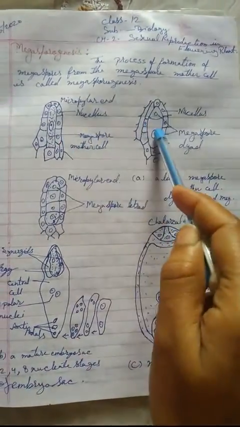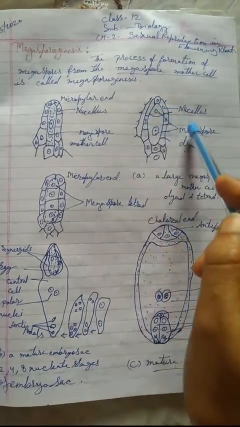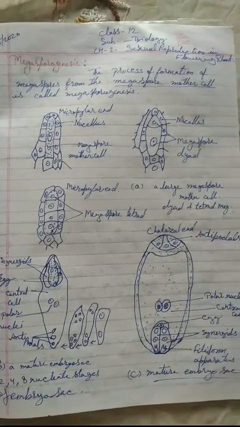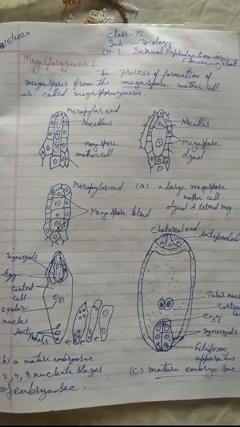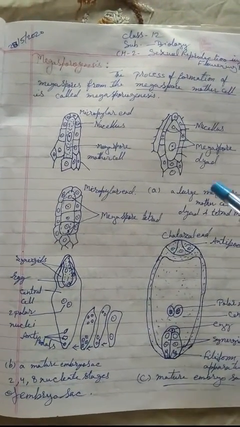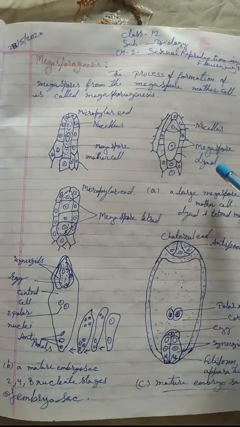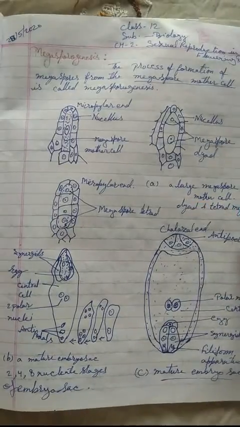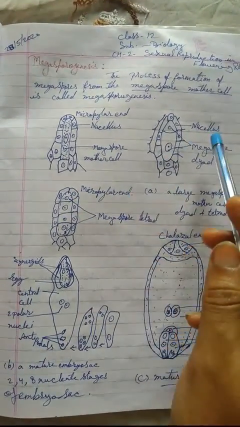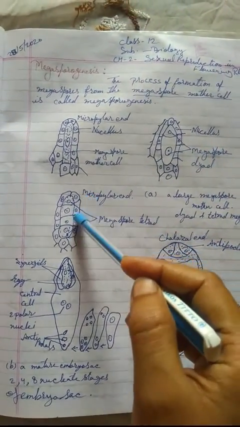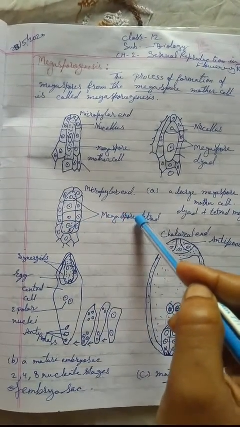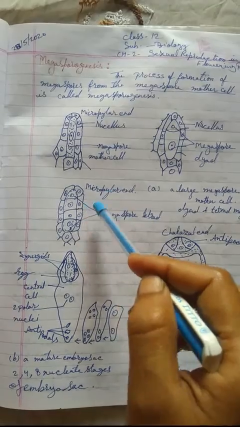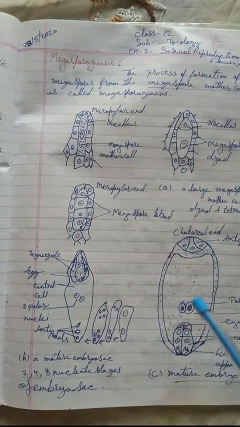And the next figure is divided into two parts. Megaspore dyad. Dyad means two elements, something that has two parts is called a dyad. A large megaspore mother cell, dyad and tetrad megaspores. Then it is further divided into four parts, megaspore tetrads. This figure shows the micropylar end.